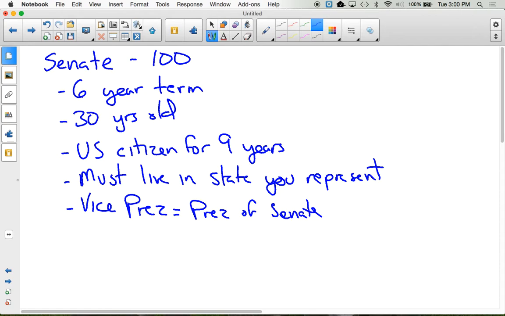Okay, so originally the Senate was chosen by state legislatures. That will change in the 1900s. We'll talk about that on Thursday. Okay?